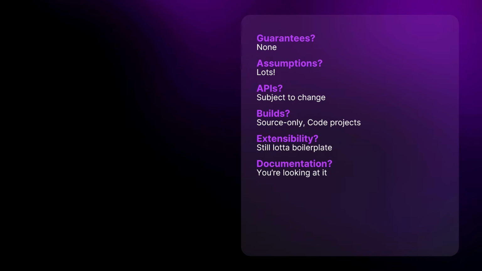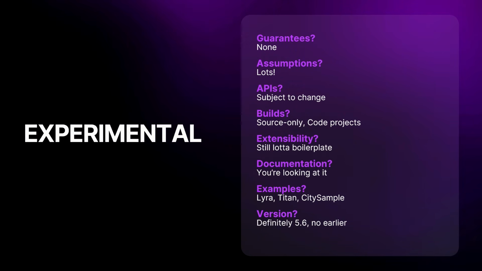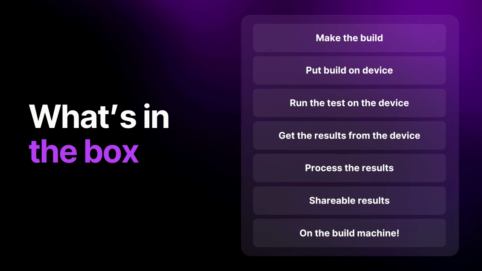Documentation, you're looking at them. The examples, though, we do have examples in Lyra, Titan, and City Sample. So when you pull those down from the launcher, I think City Sample isn't yet out for 5.6, but Lyra and Titan are. And there are examples of this framework in action over there. The version, it's definitely got to be 5.6 minimum, because again, this is still very much experimental.